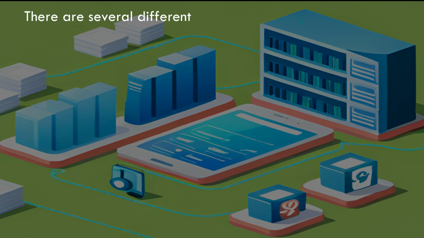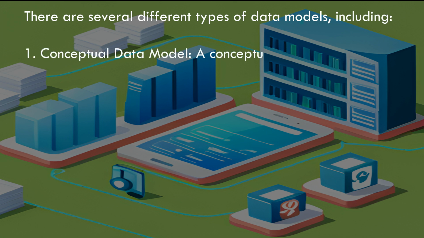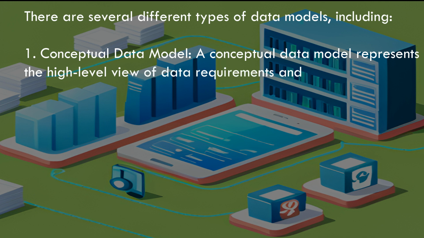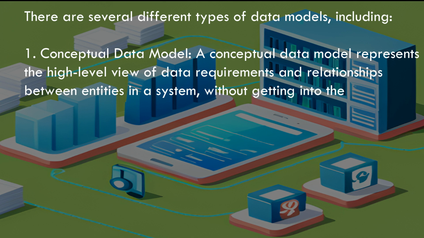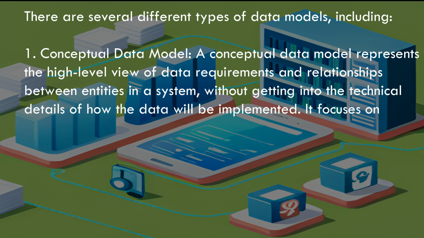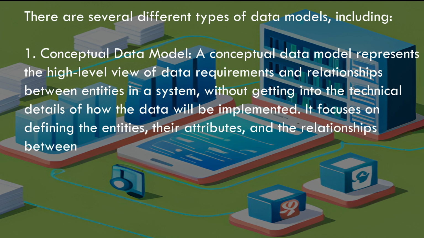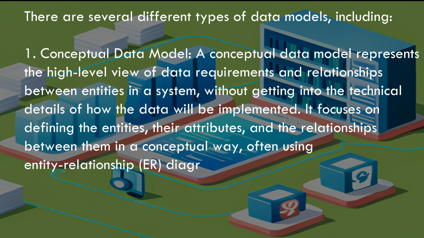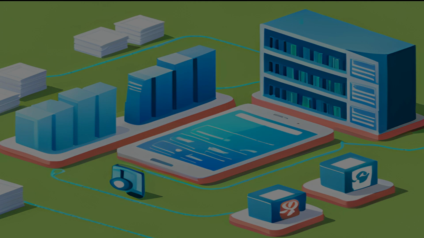There are several different types of data models, including 1. Conceptual data model. A conceptual data model represents the high-level view of data requirements and relationships between entities in a system, without getting into the technical details of how the data will be implemented. It focuses on defining the entities, their attributes, and the relationships between them in a conceptual way, often using entity relationship diagrams or other visual representations.